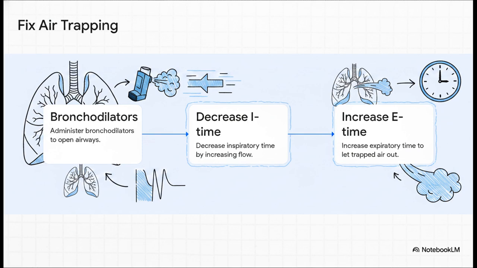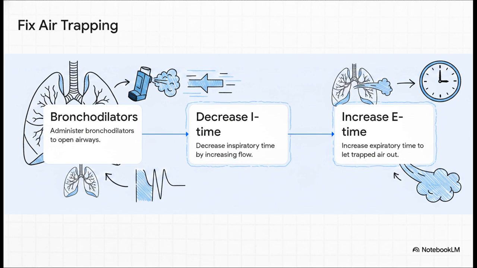We actually have a few actionable steps here. First off, we can administer bronchodilators to actively open up those constricted airways. Next, we need to manipulate the I to E time, right? That's the ratio of inspiration to expiration. We want to decrease the inspiratory time, usually by increasing the flow so the air rushes in faster. That, in turn, increases the expiratory time, giving all that trapped air the precious extra seconds it desperately needs to escape.